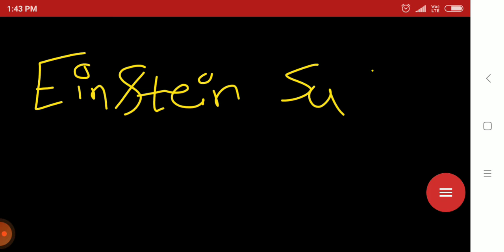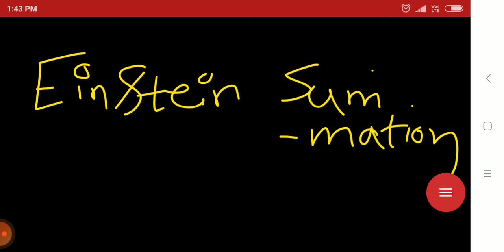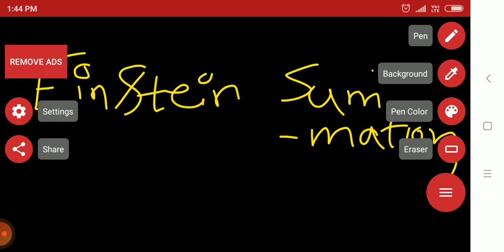Einstein summation, what is that? And Kronecker delta. Today I will discuss deeper details in the tensor. So before that I am introducing you to Einstein summation and Kronecker delta. What is that? So let's discuss.